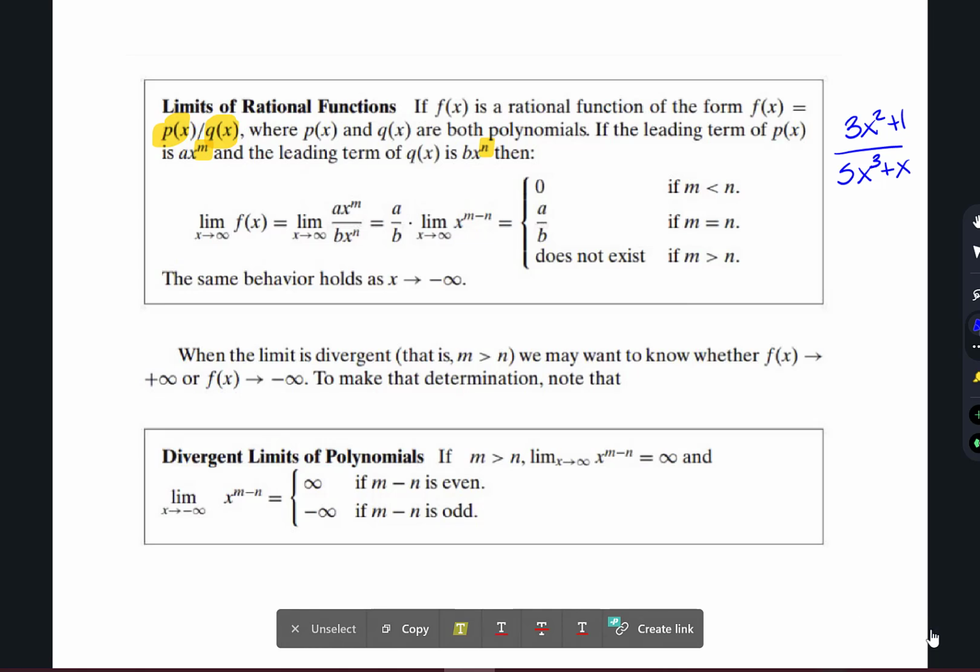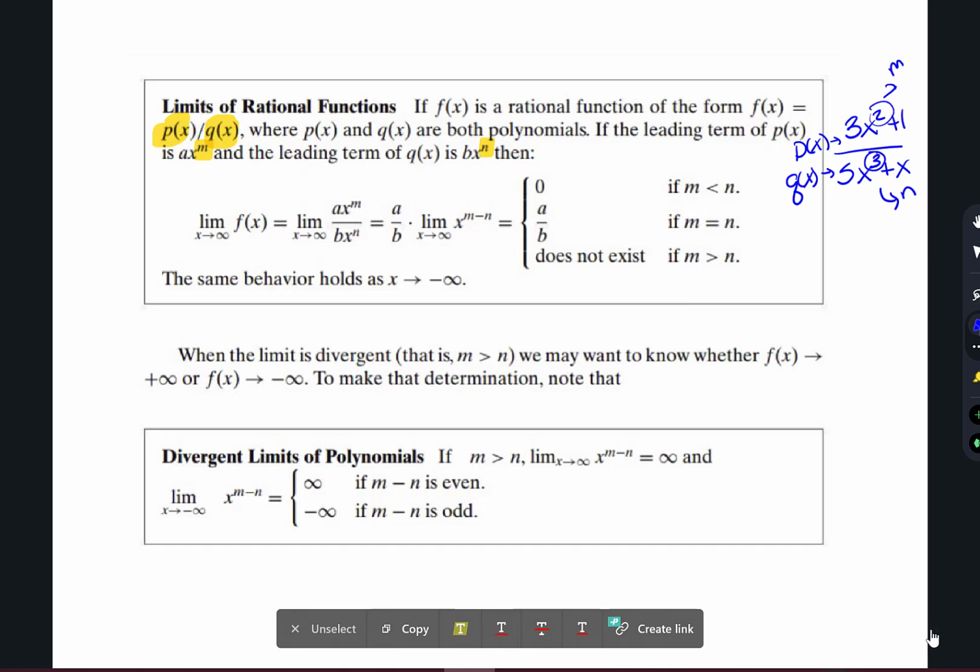What we're saying here is, in this case, p to the x would be the one in the numerator, q to the x would be the one in the denominator. For p to the x, the m in this case would be 2, and for q to the x, the n would be 3. So really, all it's looking at is the leading term in the numerator and the denominator. In the numerator, this is going to be m, and in the denominator, this is going to be n.